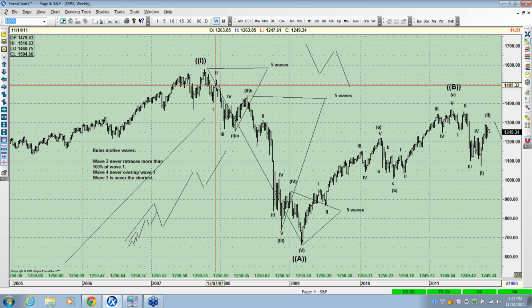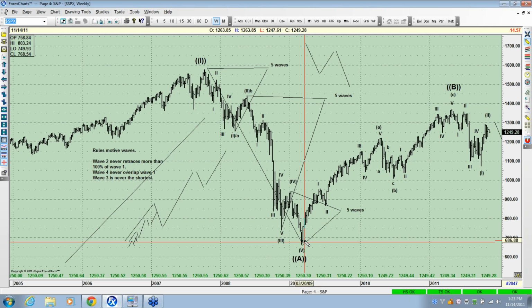You have 1, 2, 3, 4, 5. This is 1. This is 2. 1, 2, 3, 4, 5. This is 3. A, B, C, 4, and 1, 2, 3, 4, 5 to the A, to create 5 ways from here to here. You can see that each cycle has 1, 2, 3, 4, 5, 1, 2, 3, 4, 5, 1, 2, 3, 4, 5 here. That's a modus wave.